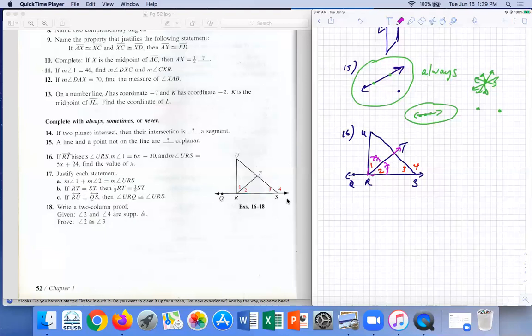Since measure angle 1 equals 6x minus 30, we know that measure angle 2 is equal to that, so that's also going to be 6x minus 30. And then it says measure angle URS is 5x plus 24. So when we add these two, it should equal this. That's one way to do it.